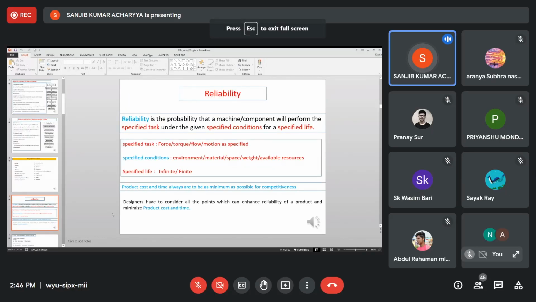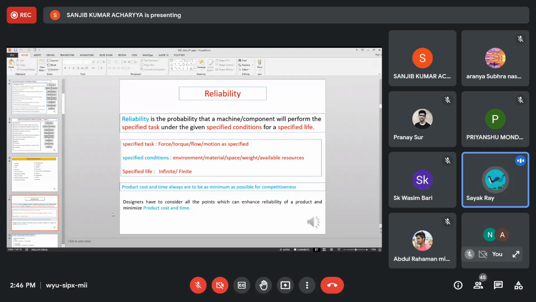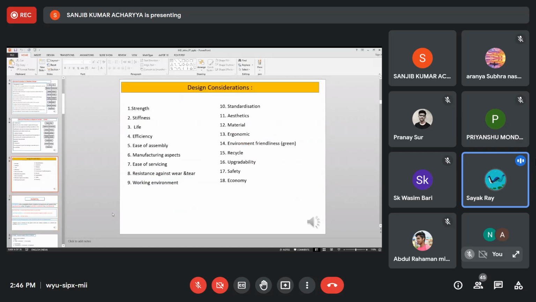So in the last class, up to which slide I have explained? So up to previous slide. So we will start from here. Reliability.